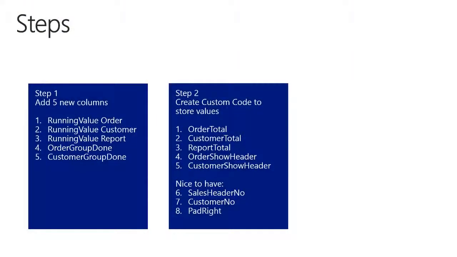With the 5 columns created, we are now ready to proceed to step number 2, where we create custom code to store the values so we can use them in the page header and page footer. I will create custom code to store order total, customer total, report total. These three are based on the first 3 columns with running values, which we created in step number 1. Then I will create custom code to store the order show header, the customer show header. These are based on the last columns, which contain information if the group was completed or not. And at last, which is not required, I have created custom code to store the values of the sales header number and the customer number, so I can show them in the trans footer and the trans header text boxes. And then I have padded the text with a custom pad write function.